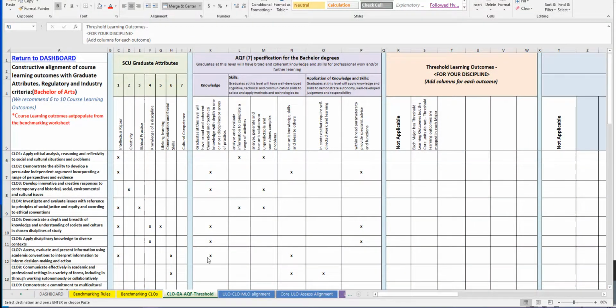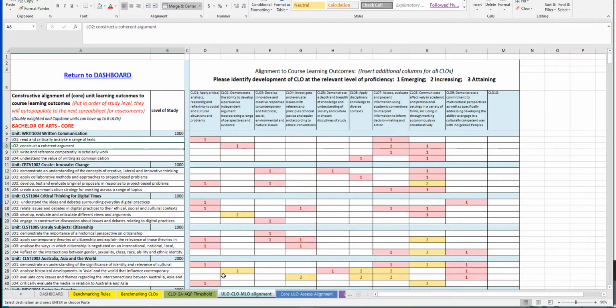Okay, so the next part of the process is we're moving to the ULO, CLO, MLO alignment. Now, this is where we're actually going to be putting our units in. As we put the units in, you can see I have the units already entered in here. Any of them that had more than 4 unit learning outcomes, we've already made those adjustments, and so we have put in just the 4 unit learning outcomes.